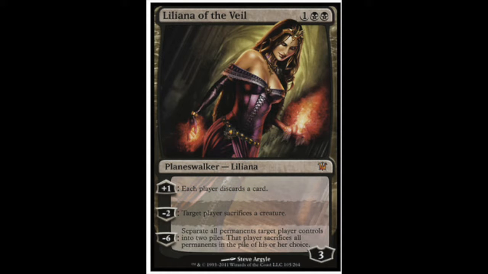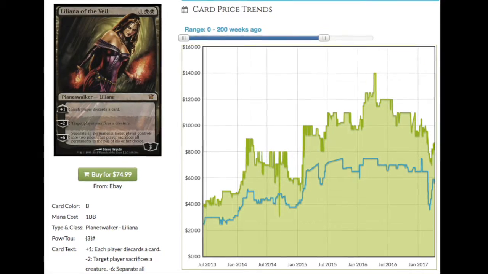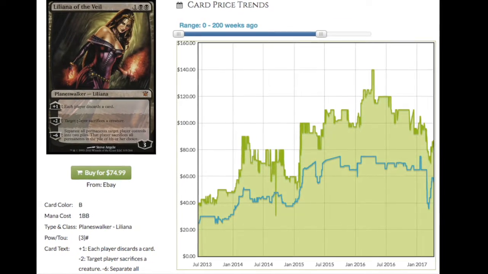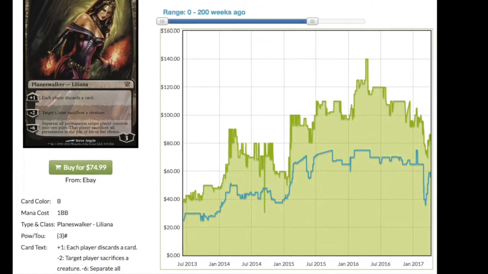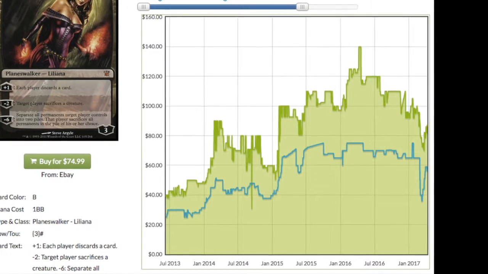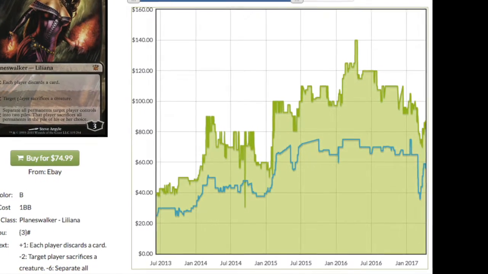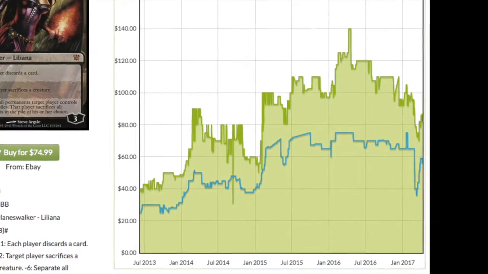One card, Liliana of the Veil, was printed in 2012 and has been a staple in Magic tournaments since. Its price reached well above $100 per card. This is because the demand for the card was high, but the supply was low, seeing as it had only been printed once. This year, however, the card was printed again, increasing supply and therefore dropping the price to below $80, as you can see on this graph.